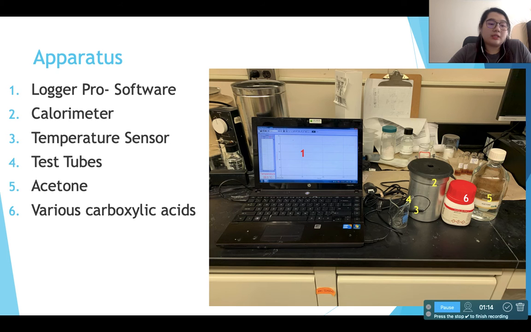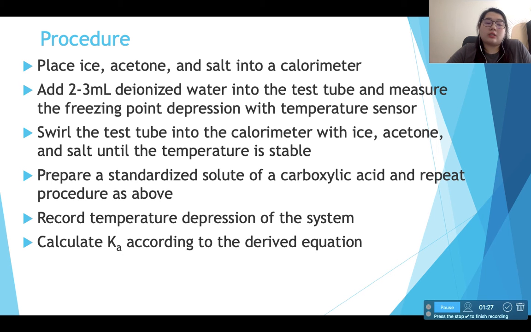The apparatus used in this experiment includes the Logger Pro software, calorimeters, a temperature sensor, a test tube, acetone, and various carboxylic acids. The procedure is that we use ice, acetone, and salt in the calorimeters, adding 2 to 3 mL of distilled water into the test tube and measuring with the temperature sensor for the freezing point depression. We stir the test tube in the calorimeters with ice, acetone, and salt until the temperature is stable and the water in the test tube freezes.